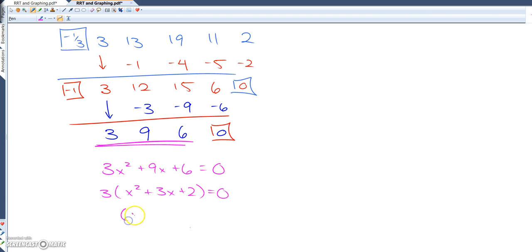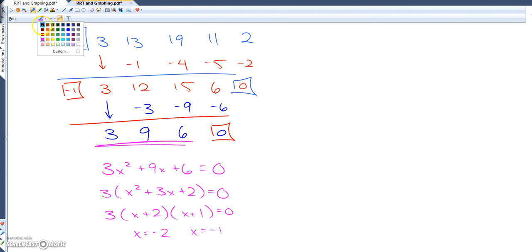Factor it like a normal trinomial now. And I now have an extra set of zeros. X equals -2. X equals -1. That gives me my 4 zeros for this problem. -1/3, -1, -1 again, and then -2.